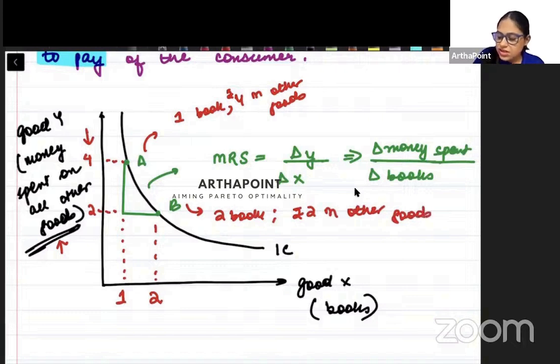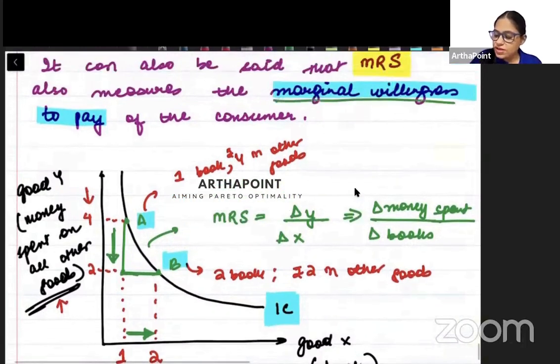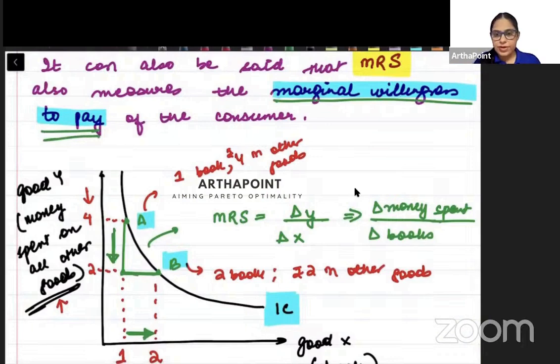और इन दोनों से ही I am getting the same utility, मुझे सेम IC पर हैं, they are giving me same utility. So to increase the consumption of books, how much money am I willing to give up on other goods, कितना कम पैसा मैं दूसरे गुड्स पे खर्च कर रही हूँ. I am willing to give up 2 rupees, मैं 2 रुपए कम खर्च करूंगी बाकी गुड्स पे ताकि मैं एक बुक एक्स्ट्रा पढ़ पाऊं. Right, so this can also be said like the marginal willingness to pay. Right, this can be said as marginal willingness to pay.